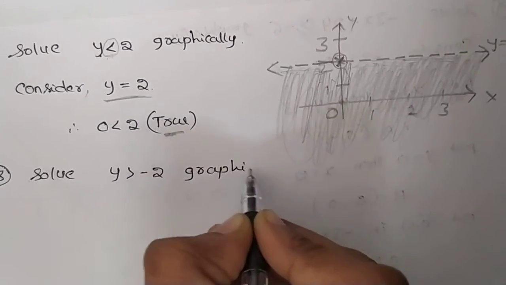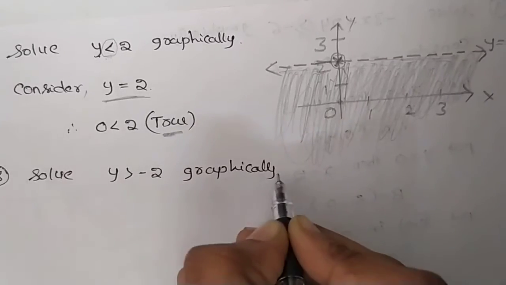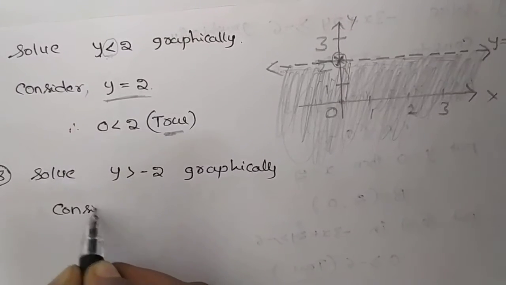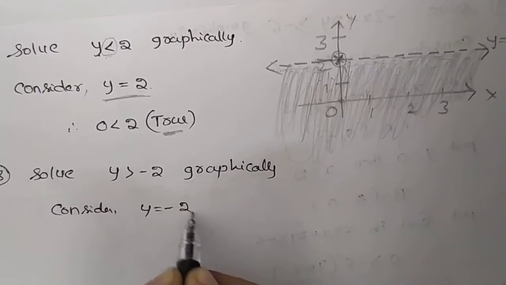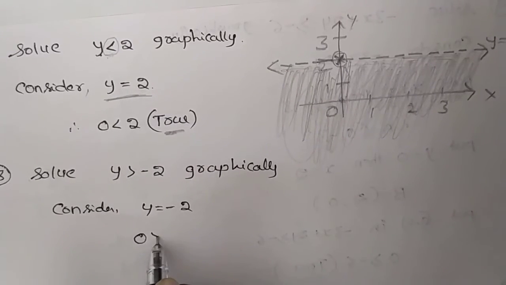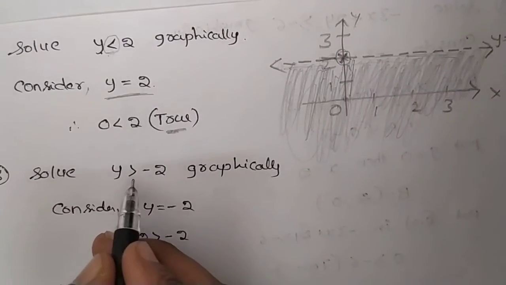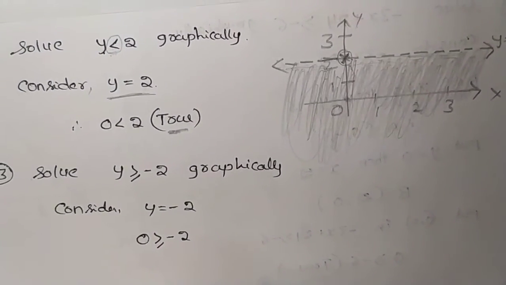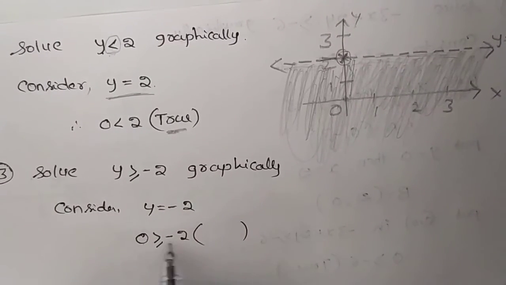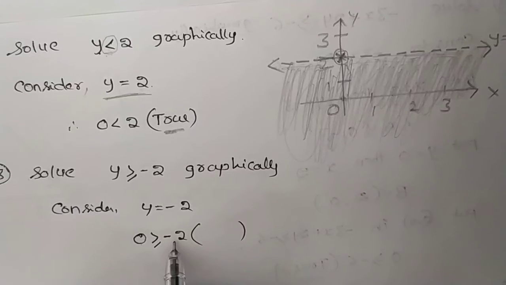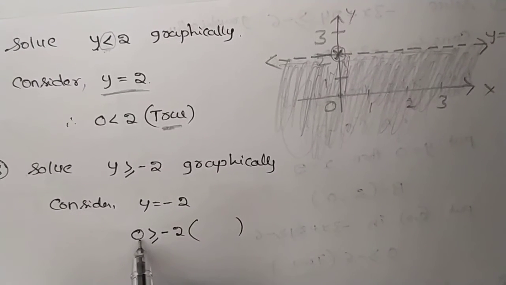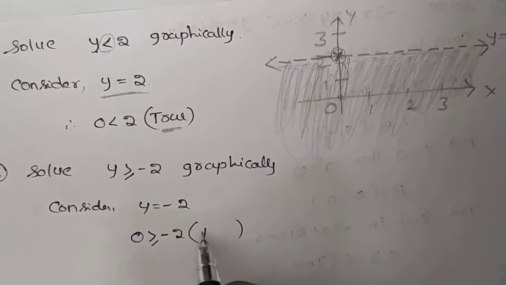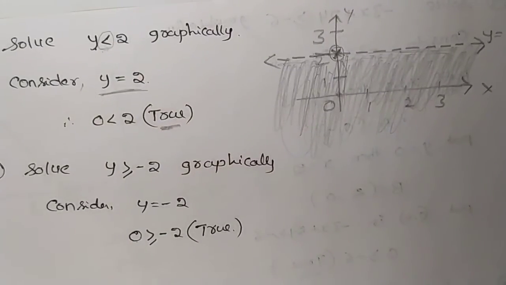How are you going to represent this graphically? Whatever the inequality is given, we have to consider the equality, y equals -2. Next, check 0 greater than or equal to -2. Is this true or false? 0 is more than -2, 0 is larger than -2. Yes, it is true.